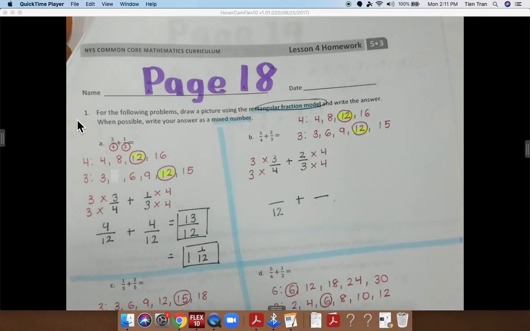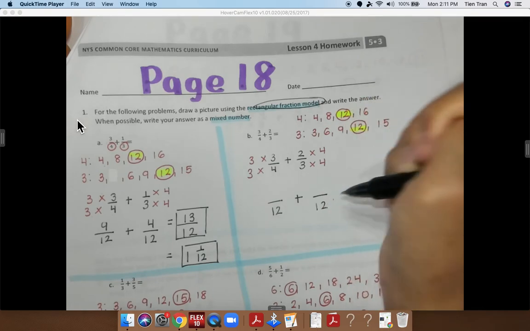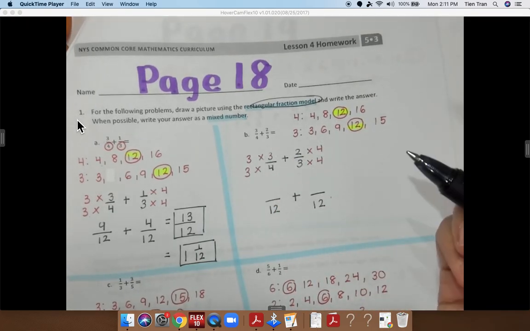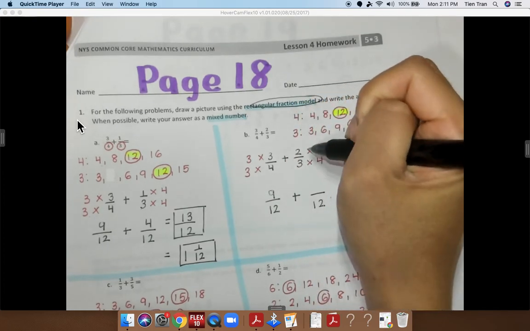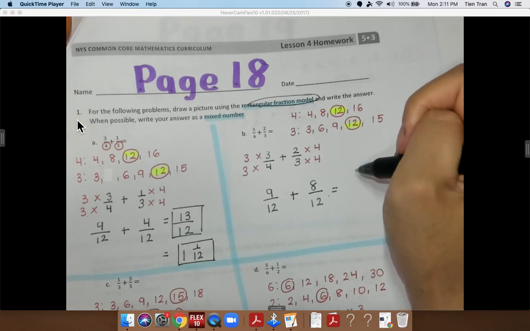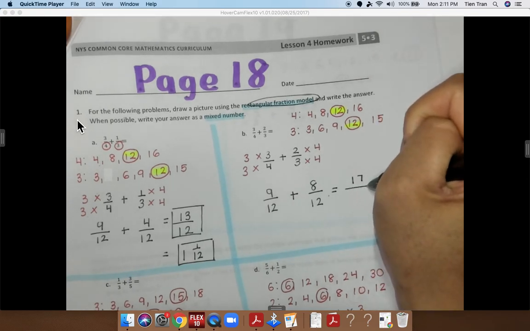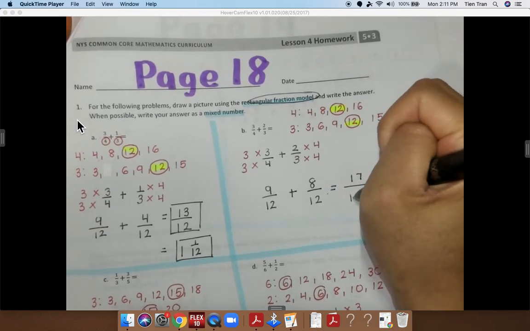3 times what is equal to 12? 3 times 4 is equal to 12. And what I do on the bottom, I must do on the top. So 3 times 3 is equal to 9, and 2 times 4 is equal to 8. 9 plus 8 is equal to 17, and 12, you just bring it right over.